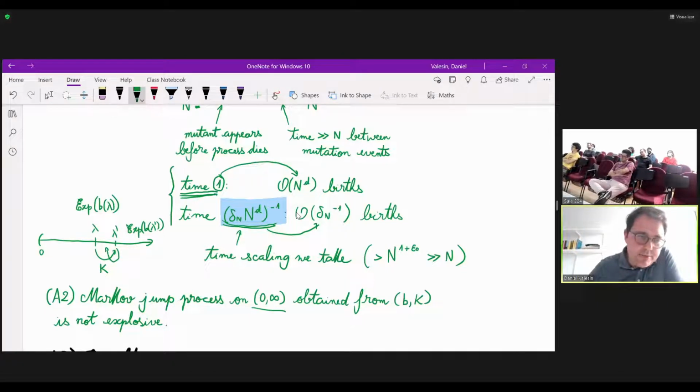My assumption A2 is that I don't want this Markov jump process to be explosive. Explosive means that it does infinitely many jumps in a finite time. This assumption will be important because later there will be a Markov jump process that will arise as a scaling limit. It's not exactly this one, but still this one will play a role in what will appear.